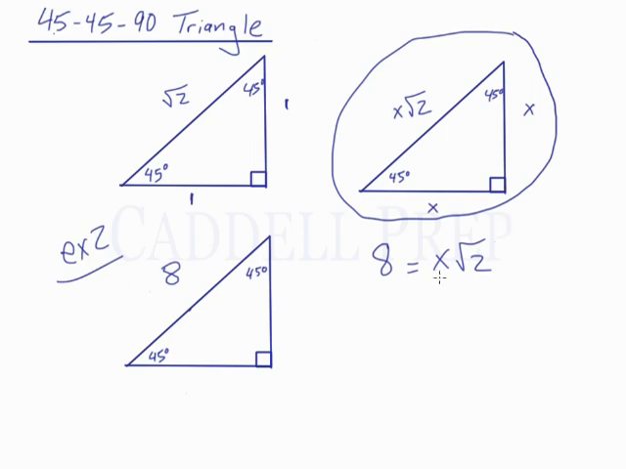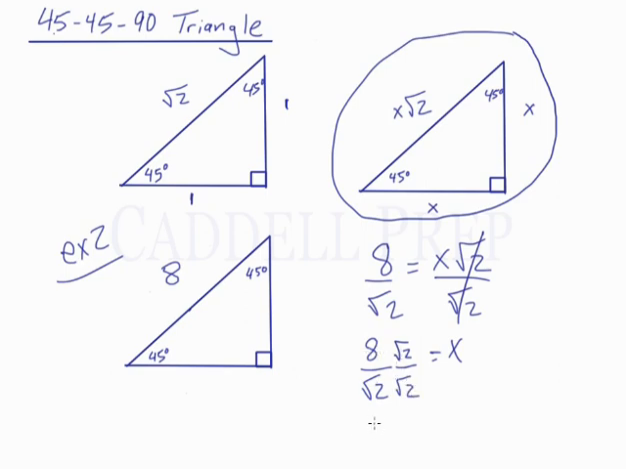Let's solve for x, so we'll divide by radical 2 on both sides. So we have that x equals 8 over radical 2. Alright, but we're not going to use this because we don't want to have a radical in the denominator. We have to rationalize the denominator, and we do that by simply multiplying the numerator and denominator by this radical. So we multiply it by radical 2 over radical 2.